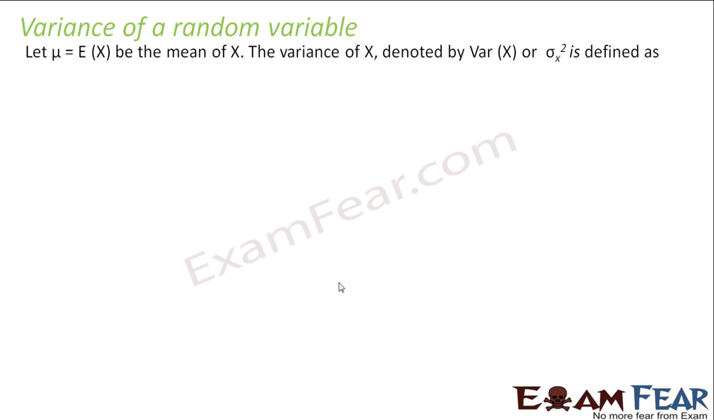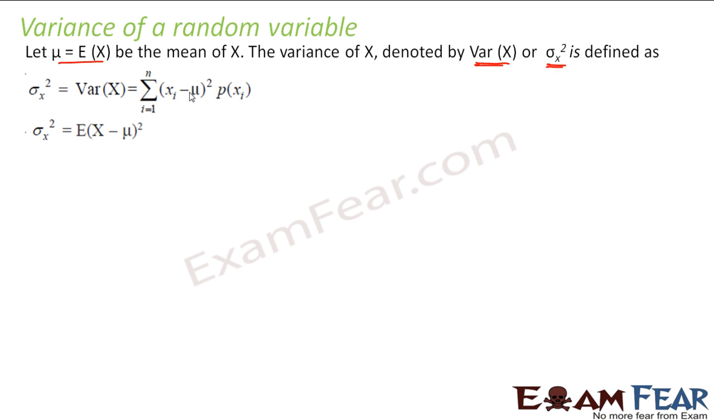Now we'll study the variance for the random variable. If mu is the mean, the variance of x is denoted by Var(x) or sigma x square, and its value is the summation of (xi minus mu) square into p(xi). It is the same, similar formula of variance, we are just using it for probability random variables. It is also E of (x minus mu) square. Mean is E(x).